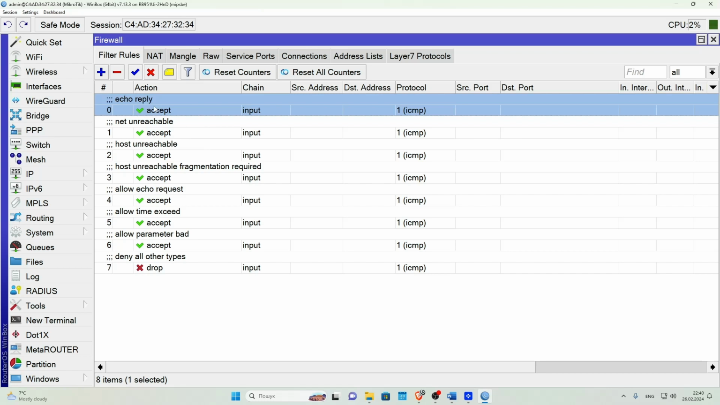Now let's understand what all these rules do. These rules in Mikrotik set up ICMP packet filtering on the router. All these rules, except the last one, indicate that packets of this type will be accepted. The last rule denies all others.